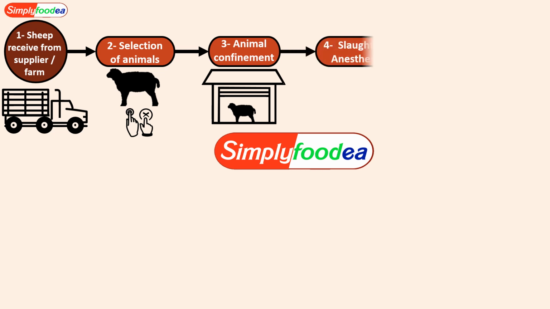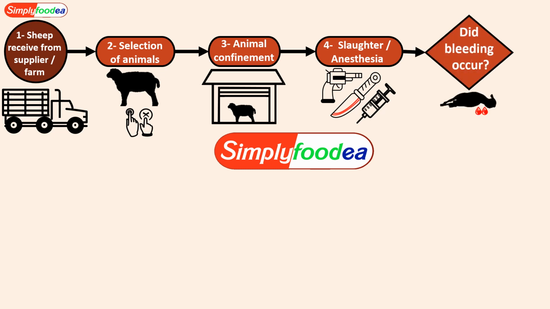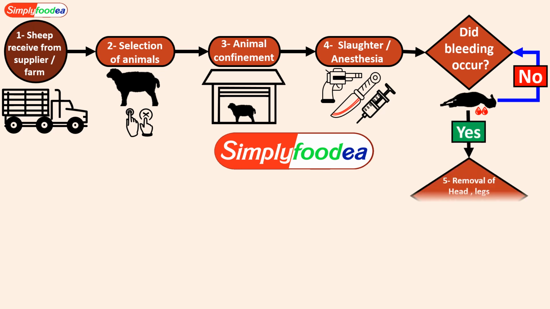Confinement, slaughter or anesthesia for the selected healthy animal. And we'll now start the questions. Did the bleeding occur? If no, we'll return back to the step of the proper bleeding.